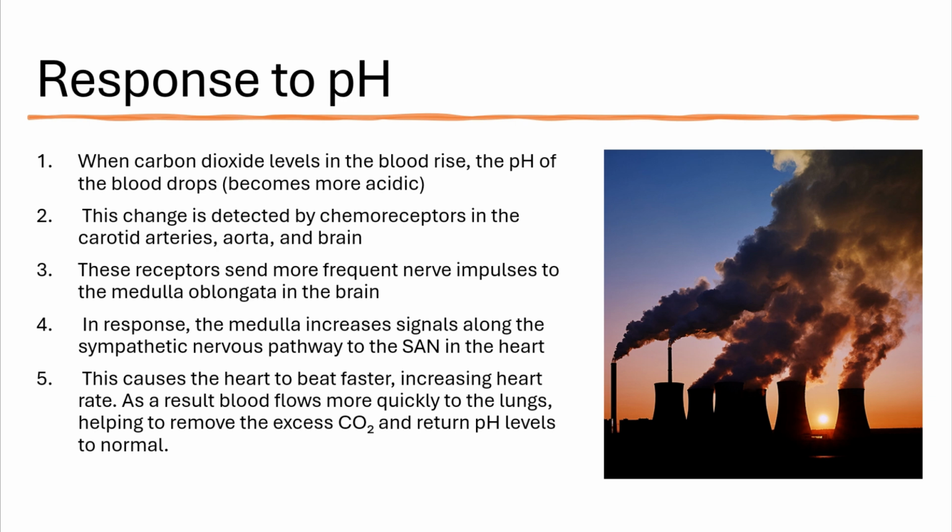So basically, the CO2 is inside the blood because you've been doing respiration, you've been running, so the pH is going to drop. That's going to be detected by the chemoreceptors. And these receptors send more frequent nerve impulses to the brain. Then in response, the brain increases signals through the sympathetic nervous pathway to the SAN. That's the pacemaker that sets the pace of the heart. And this causes the SAN to make it beat faster, which increases the heart rate. As a result, blood flows more quickly to the lungs, helping to remove the excess CO2 and return pH levels back to normal.